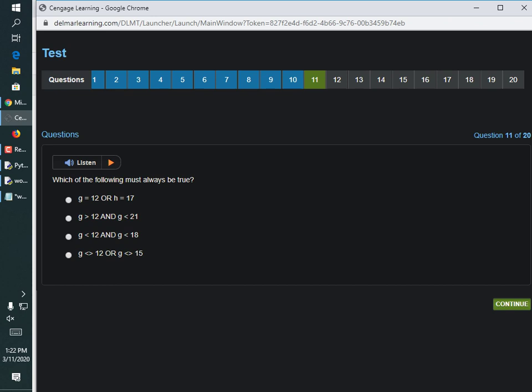What if G was 15? G not equal to 12? That's true because it was 15, so that's a big T under there. Or, well, one or the other has to be true. We can stop there.